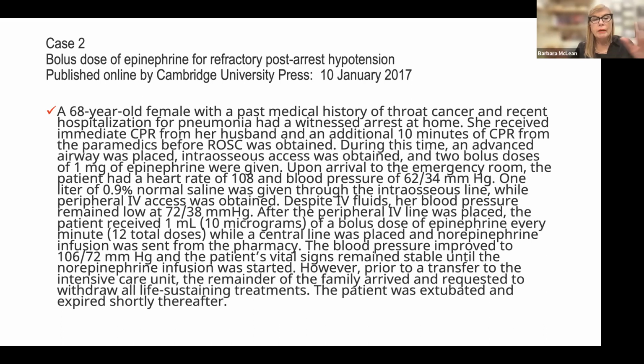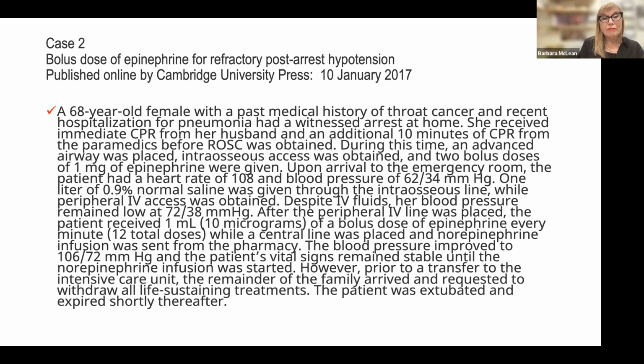Now, I'm going to mention something here. From my point of view, I would never have given that patient a bolus vasopressor, push dose epinephrine. And why not? Because her heart rate is already 108.